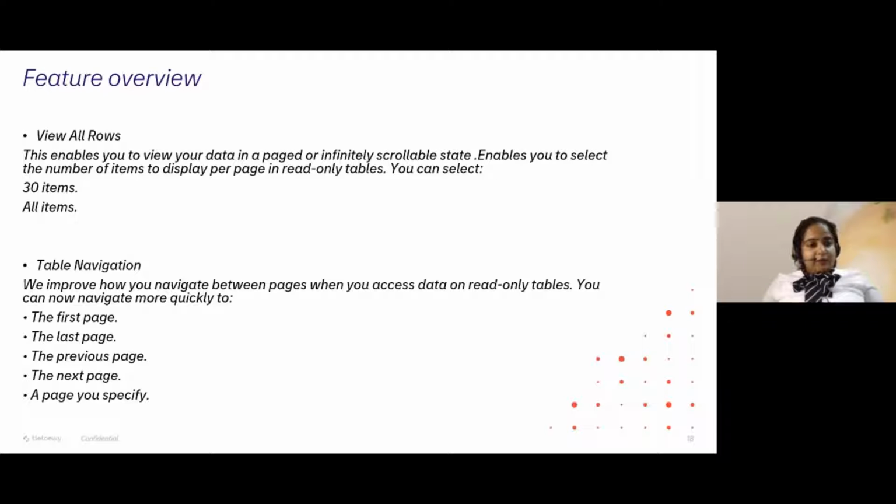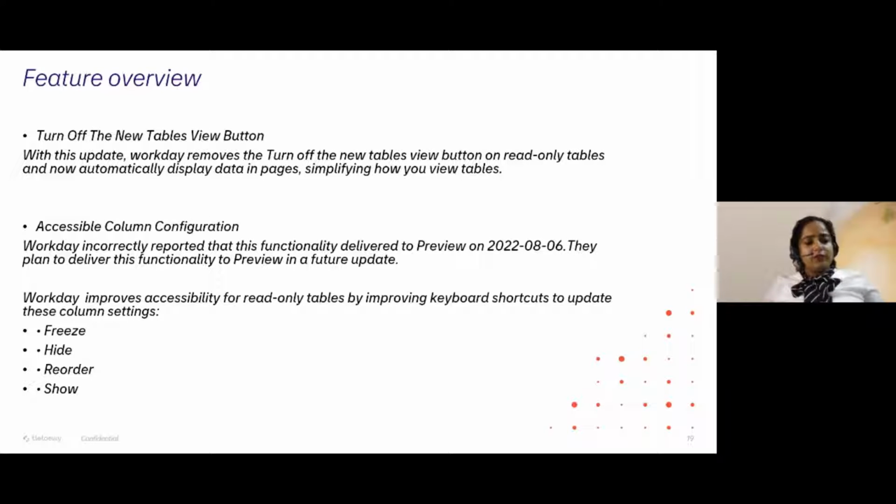To elaborate a bit more, we can view 30 items on one particular screen. The table navigation also helps us to view the first page, the last page, the previous page, the next page. And it also gives you a feature where you can specify a page number. I think this is a very good feature for all of us as users, where we can easily navigate to what we want to view on the table instead of putting more time and effort into scrolling through every row and column. We can also turn off the new tables view button.